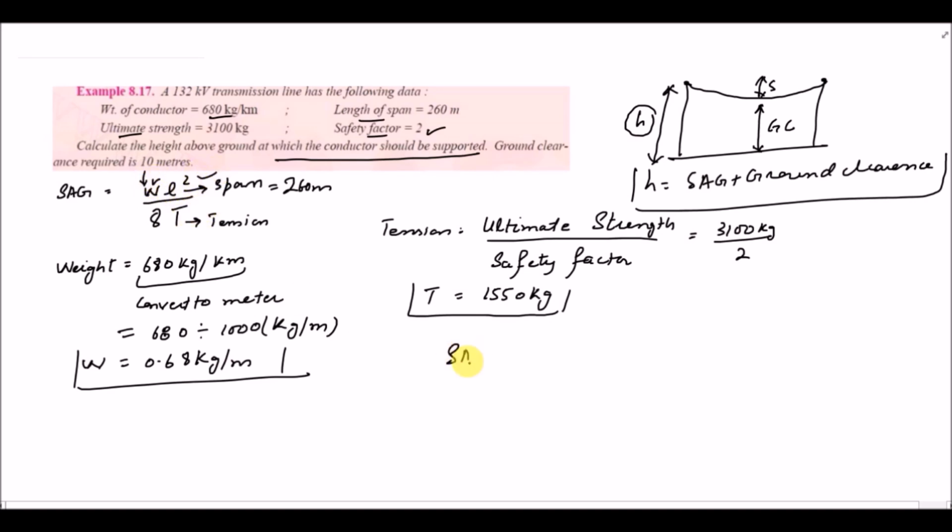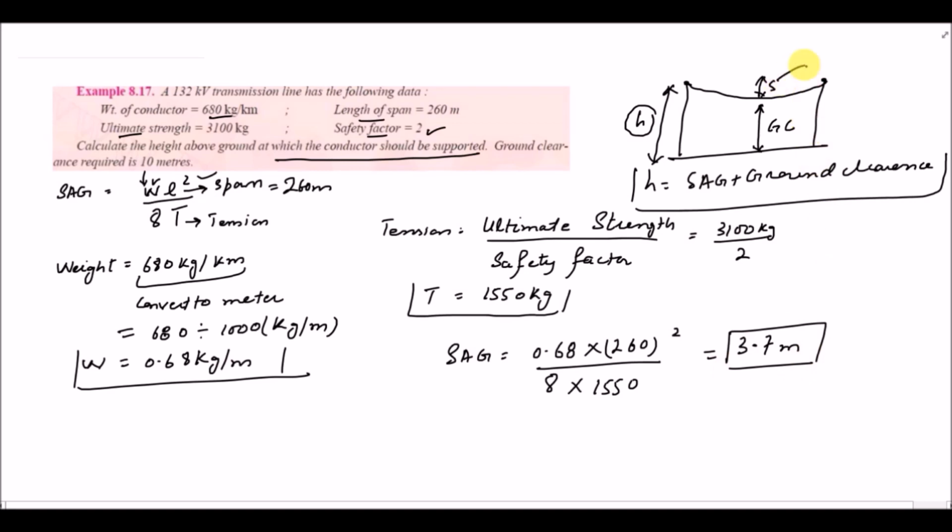So the sag will be equal to 0.68 into 260 square over 8 into 1550, and the final value will be 3.7 meter. So this is your sag. Now we know the value of sag, it is 3.7 meter, and we also know the ground clearance, it is 10 meter. So what we had to find, height above the ground at which the conductor should be supported, and height is actually just the summation of sag and the ground clearance. So your height will be equal to 3.7 plus 10 meter, it is equal to 13.7 meter.